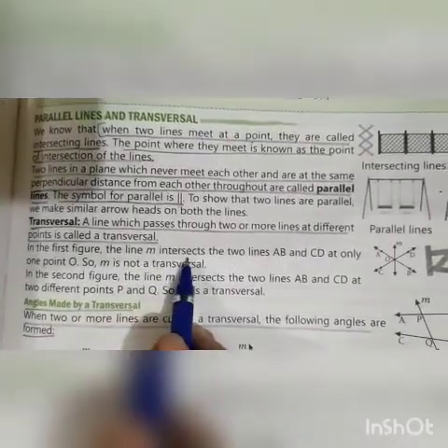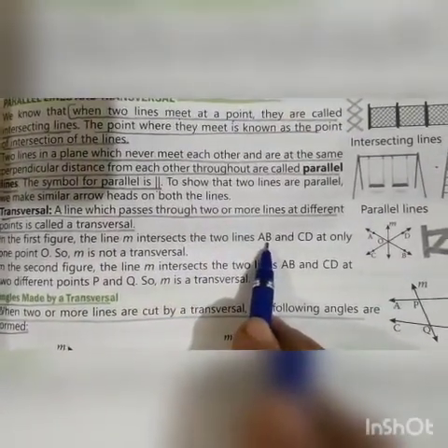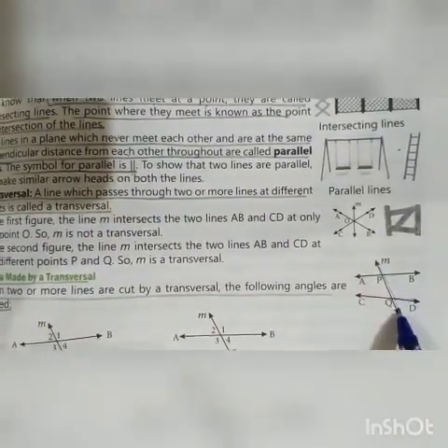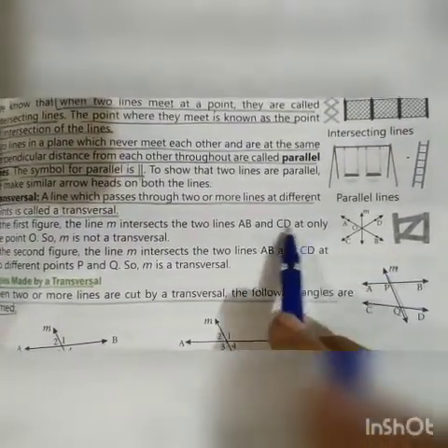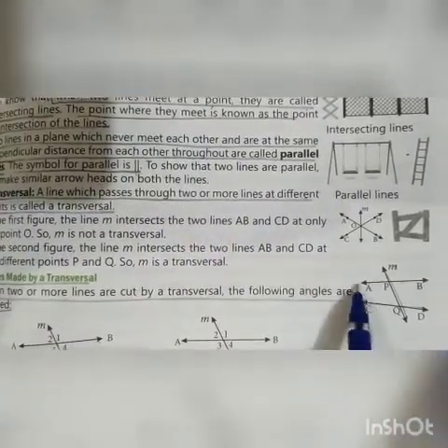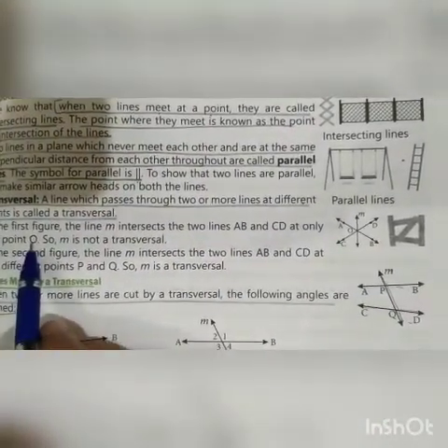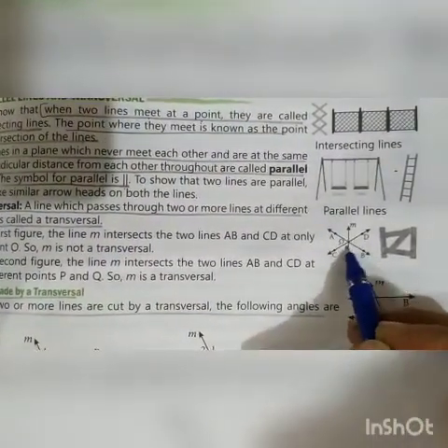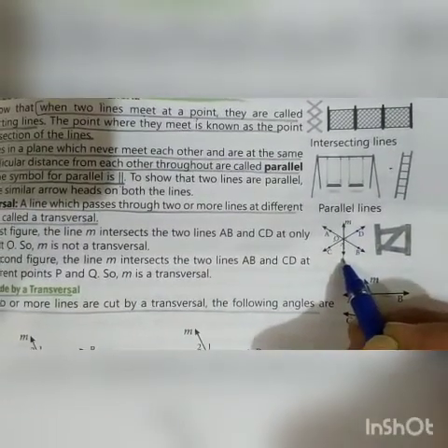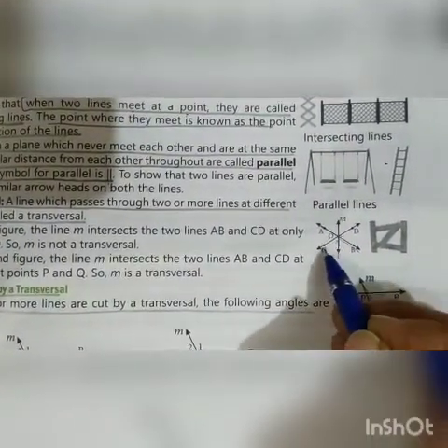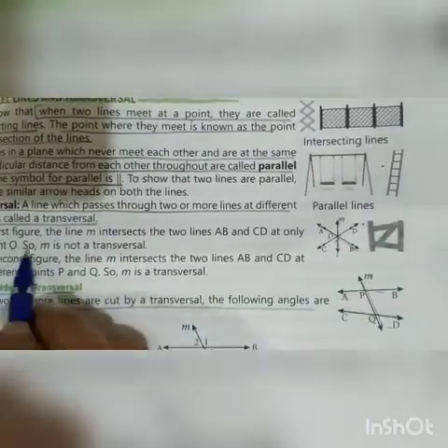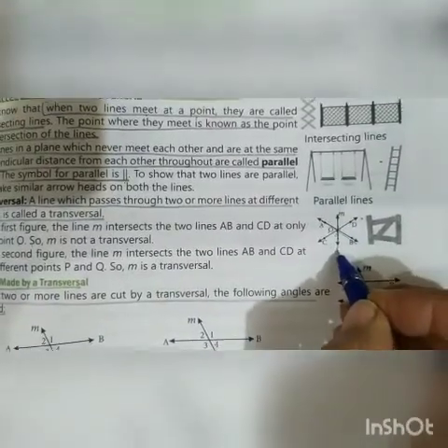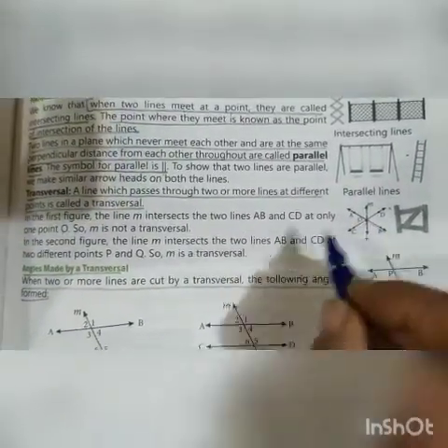In the first figure, line M intersects two lines AB and CD. This is line AB, this is line CD, and this is line M. Here, the line M intersects the two lines AB and CD at only one point O. So M is not a transversal line.